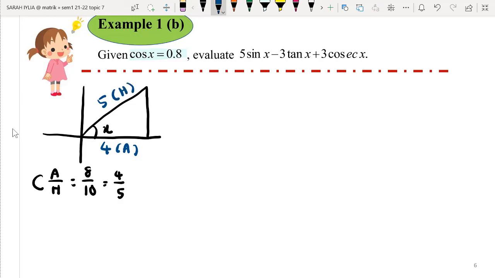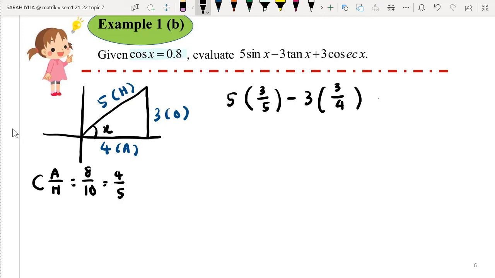From here, using Pythagoras theorem, you're gonna get the height itself or the opposite side. And then this for sure will be 3. Saya tulis O kat situ, opposite kita. Okay, so from here, deduce the question. So we have 5 sine of x. Remember, sine is opposite over hypotenuse. So 3 over 5. Minus with 3 times with tangent x. So opposite over adjacent. So 3 over 4 there.